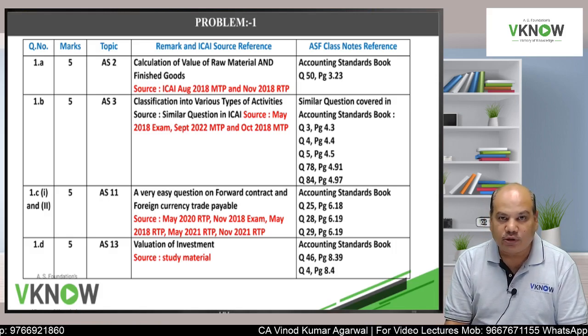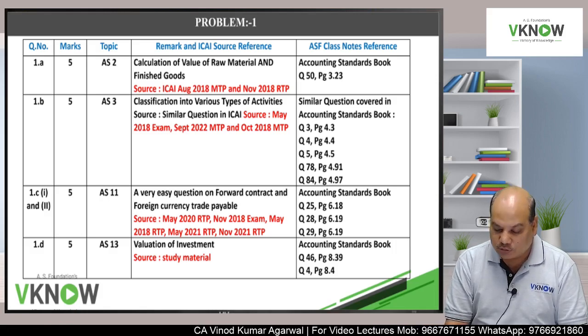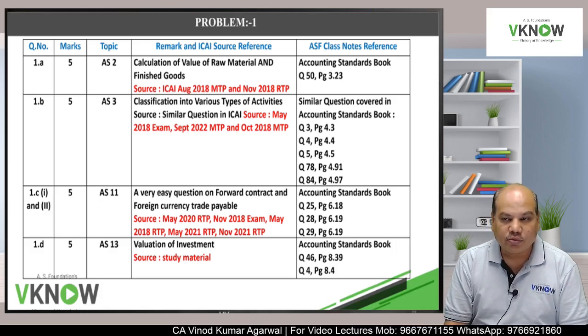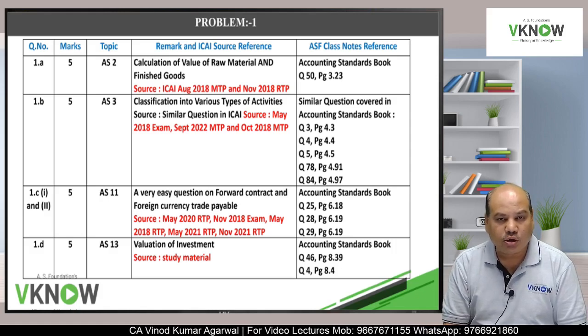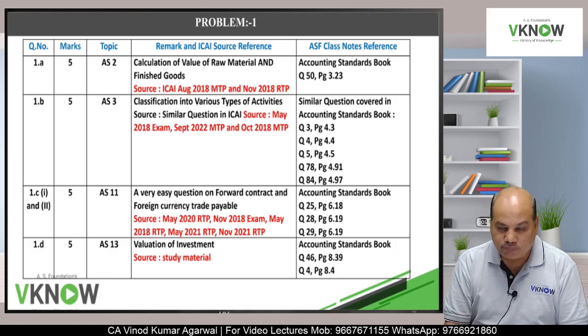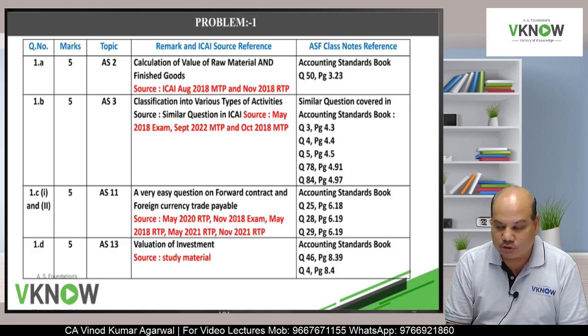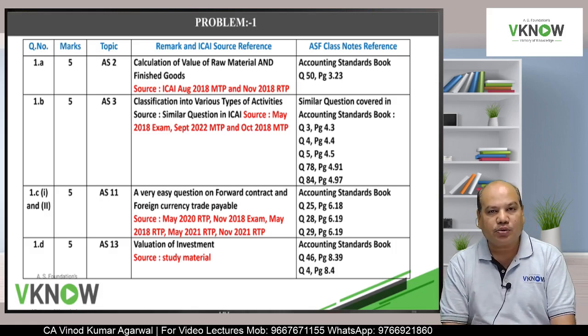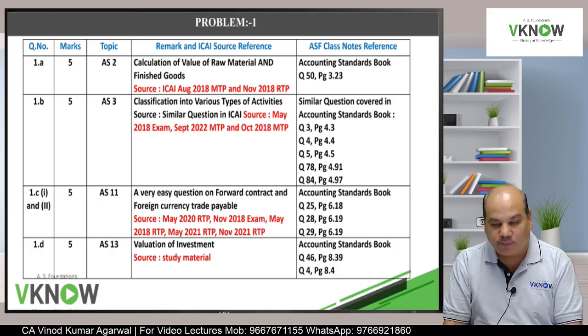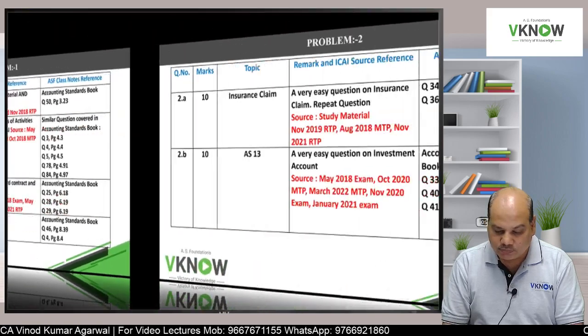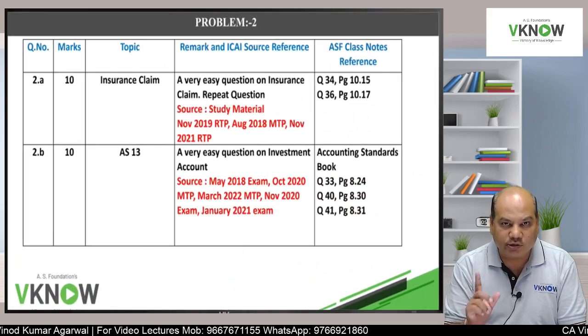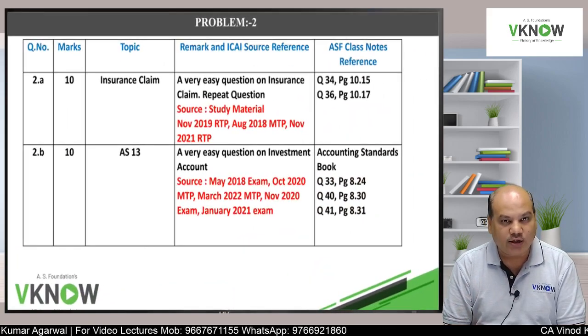Question number 1D was for 5 marks. It was based on AS13 and a very easy question on valuation of investment, whether it is a current investment or long-term investment, how to value it. Many similar questions are there in the study material, and we also have a similar question in our accounting standard book, question number 446. So in all, this time accounting standard questions were very easy.